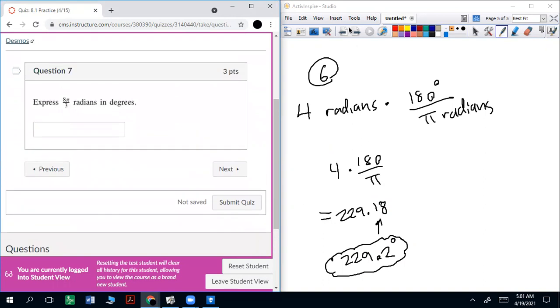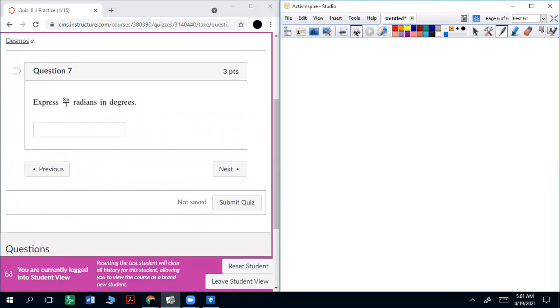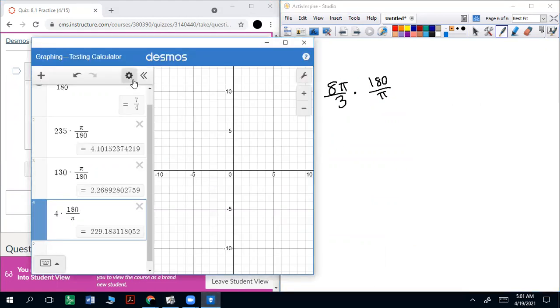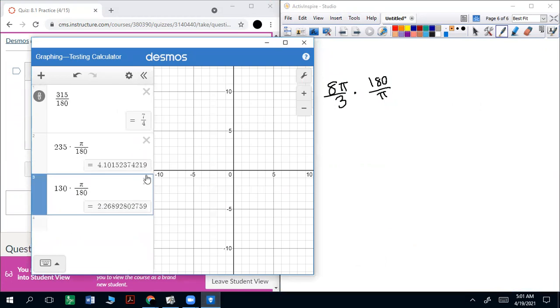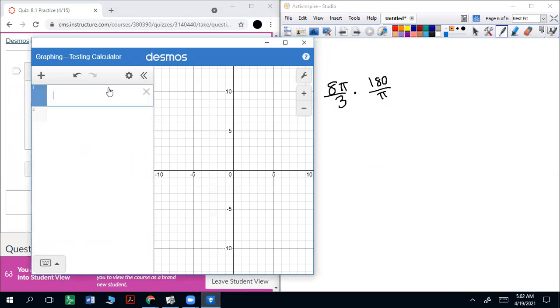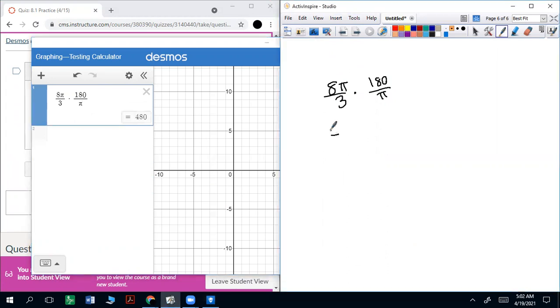All right, another one here, number 7. We want to get it into degrees again, so we're going to do 8 pi over 3 times 180 over pi. When you have the pi in the top, that one's easy because you can just put pi in the bottom so they cancel out. So 8 pi over 3 times 180 over pi. That is exactly 480 degrees.